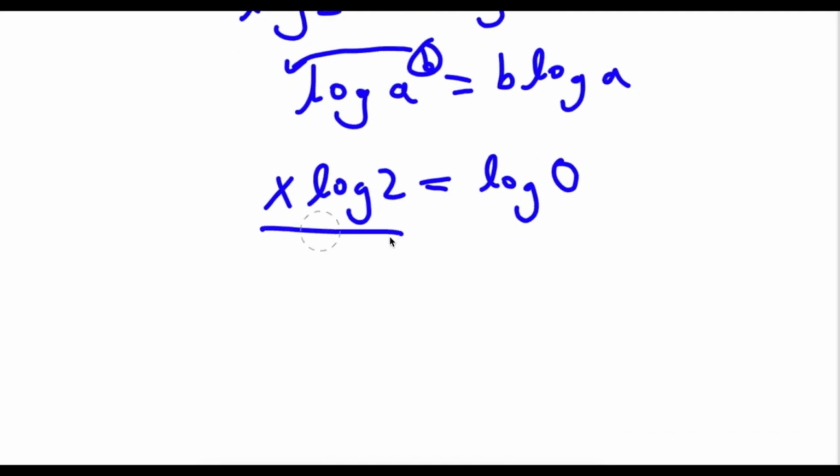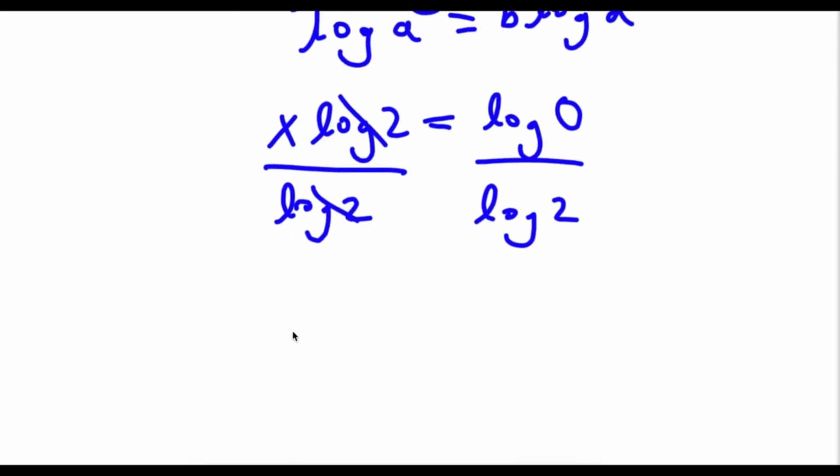Now, I can go ahead and divide both sides by log 2 because I want to isolate x. So then these two cancel out, and I'm left with x is equal to log 0 over log 2.